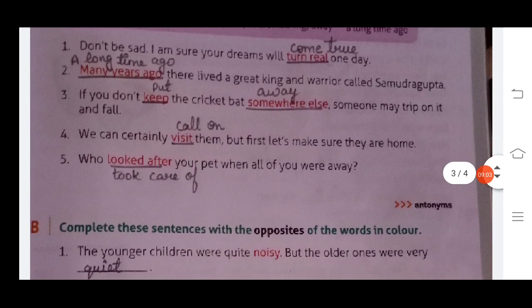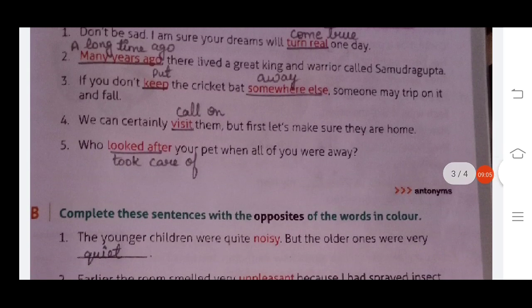Number 4, we can certainly visit them. Visit them can be replaced with call on. We can certainly call on them, but first let's make sure they are home. Number 5, who looked after your pet when all of you were away? Looked after can be replaced with took care of.